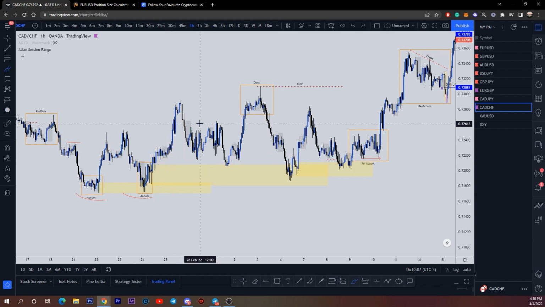All right, and one other thing is, where am I looking for mitigation? I'm looking for mitigation here. This is my last area where I know that banks and institutions had gotten to the market because this is an accumulation. So this is my last mitigation. So I don't care about what's happening during these Asian sessions. You understand what I'm saying? So I don't care about what happens here.